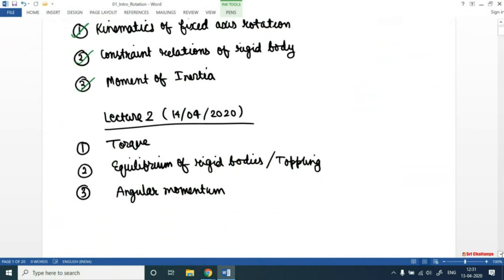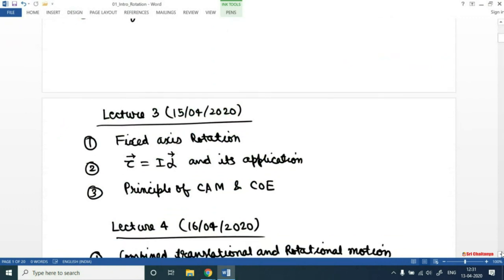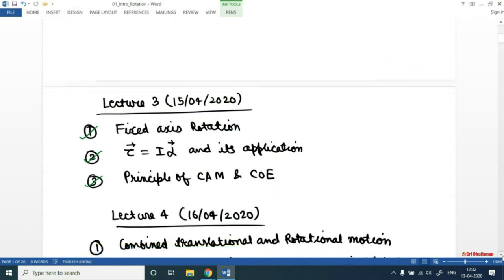In tomorrow's lecture, lecture number 2, we will discuss torque, and then equilibrium of rigid bodies, and with that we'll take a few problems of toppling as well. We will also discuss the concepts of angular momentum. In the third lecture we will talk about the dynamics of fixed axis rotation, and look into the famous equation tau is equal to I alpha and its application, and we will cover the principle of conservation of angular momentum and the principle of conservation of energy as well.